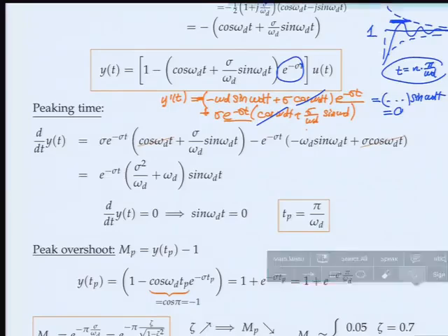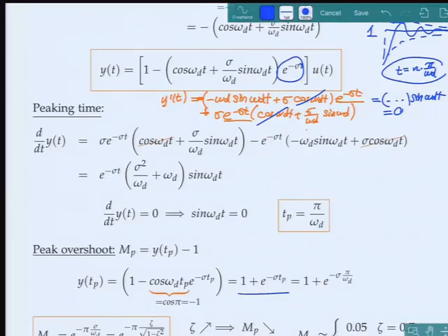Okay, so it is going to be this expression. And Tp, we already found what it is, so I can take this expression, substitute here, and I'm going to get this value for y at Tp. And to see what the overshoot is, I need to subtract 1 from this. So this is the amount of overshoot. This is how much above 1 I end up going.